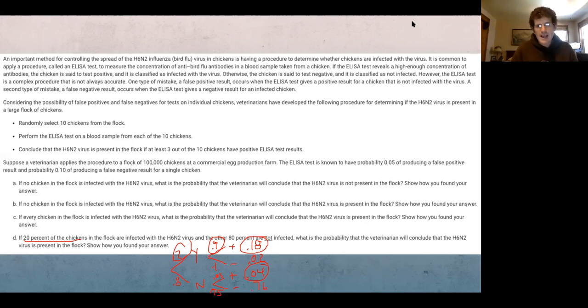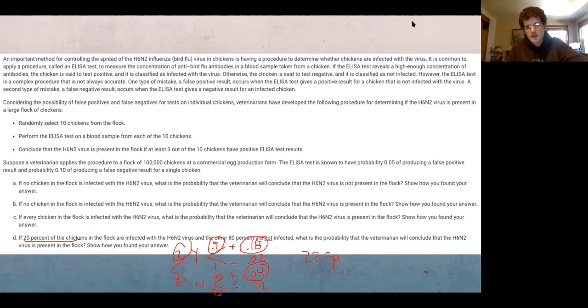So out of this scenario, if I combine these two together, there's a 0.22 probability that a chicken will get a positive result, whether it's a true positive or a false positive. Okay, so is everyone good with this so far? Okay, and this is the challenging part of the problem because now it's pretty straightforward.